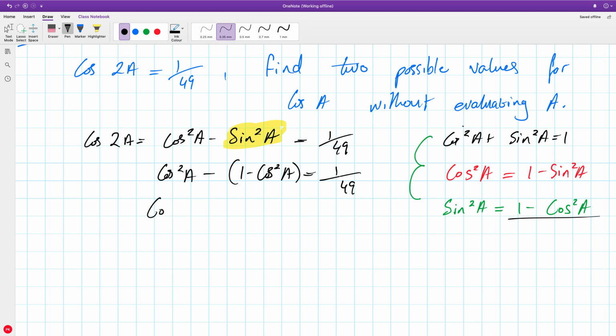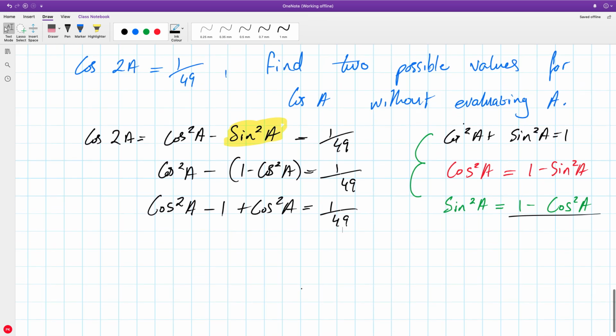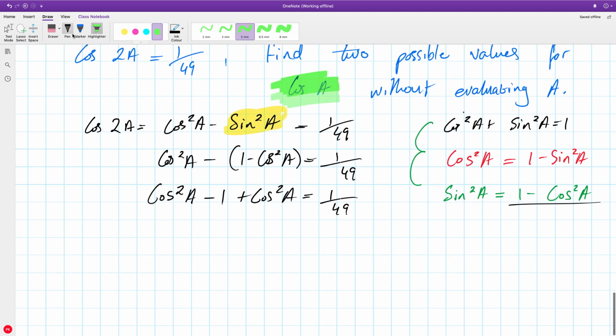Multiplying it out then: cos squared A minus 1 plus cos squared A is equal to 1 over 49. Obviously the reason I'm sticking with cos is they want me to get a value for cos of A in the question, to make life easier. So that is cos squared A plus cos squared A, 2 cos squared A minus 1, is equal to 1 over 49.